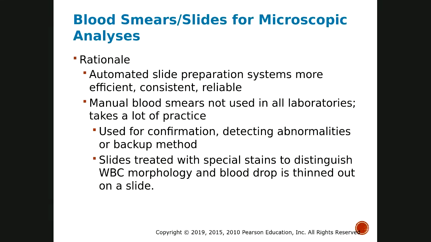I apologize. The other thing, too, when we're looking at this is in Chapter 7, we talked about the 5 different white blood cell morphologies. Eosinophils, leukocytes. So that's what we're looking for when we do a smear.